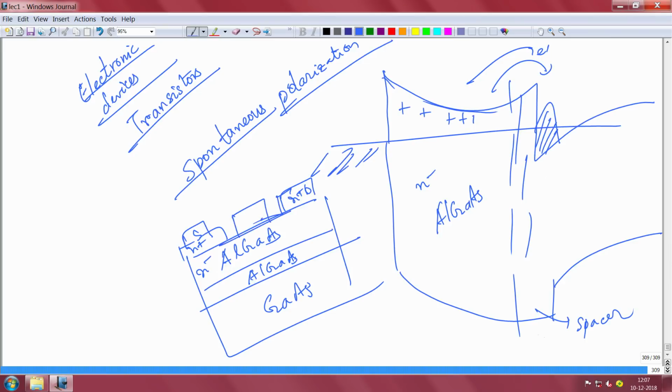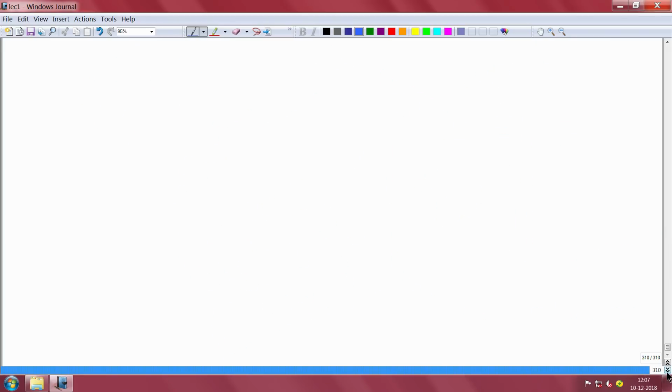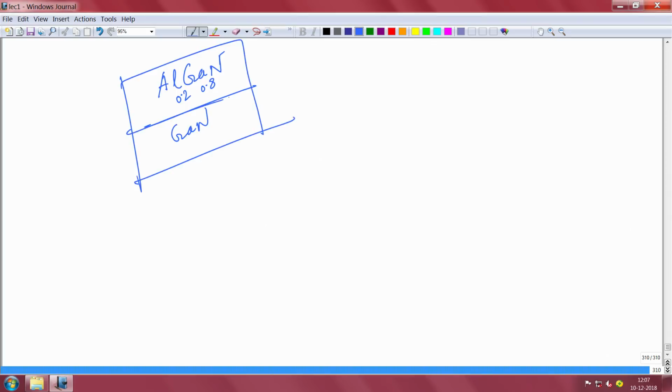Now in case of AlGaN technology, you do not have to do even a doping. It's a very fantastic kind of a thing. What you do is that you just have aluminum gallium nitride, and this aluminum could be around say 20%, gallium could be say 80%, and then you have gallium nitride below. That's it. You don't have to do anything. No doping, no N plus contact, nothing.